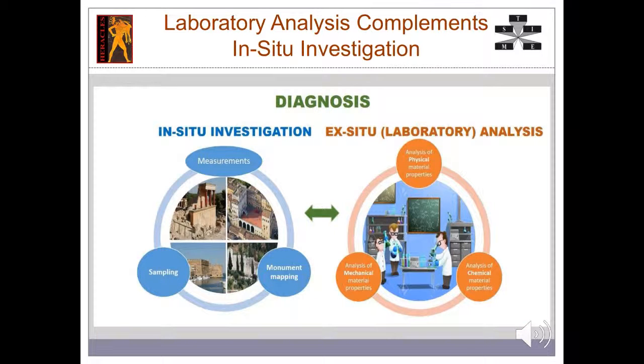As I mentioned earlier, laboratory analysis complements the sorts of analysis we can actually do in the field. And in diagnosis, we use both. At the sites, we've got sampling and measurements, and we can map the configuration of the particular site or monument under investigation. We also analyze physical properties, material properties in the lab, mechanical properties, and chemical properties. These are all things that can predict degradation.